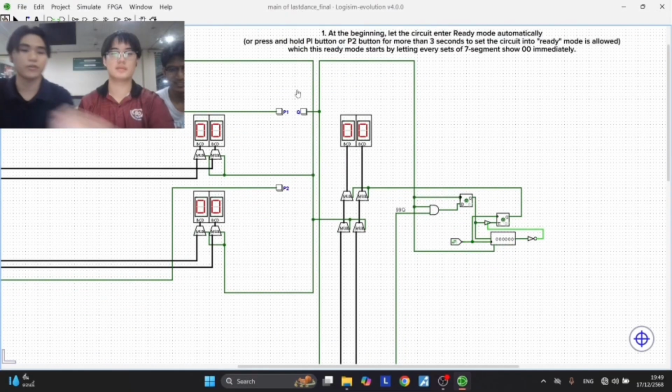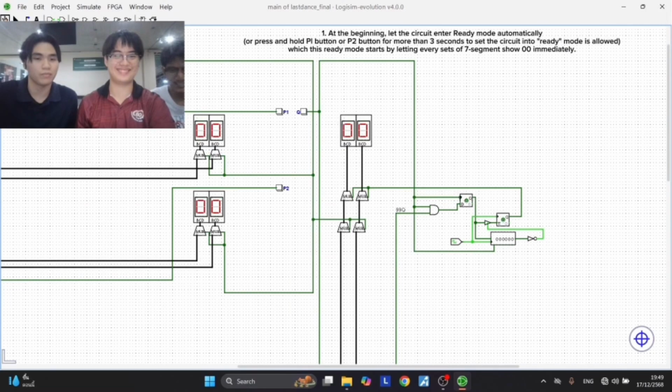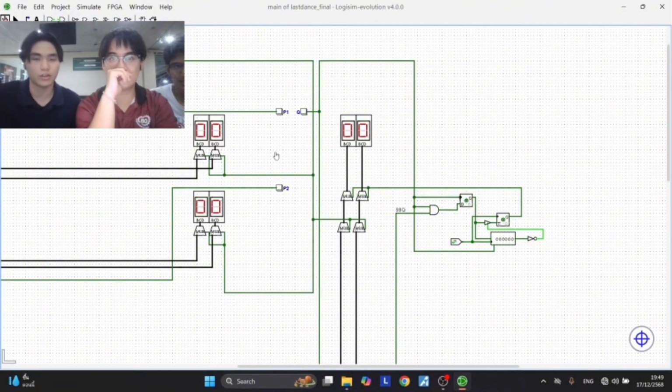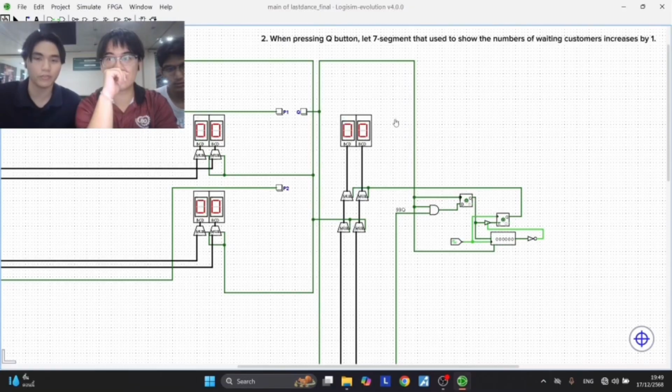First of all, the seven segment has to show 00 in every set. That's the first condition. The second condition is that when you press Q, the 7 segment of Q has to increase by 1. As you can see, I have pressed the Q button 11 times and it shows 11 here.